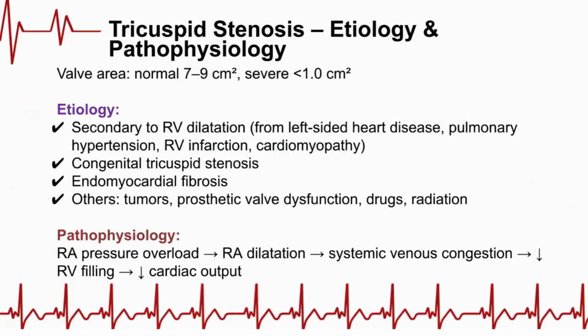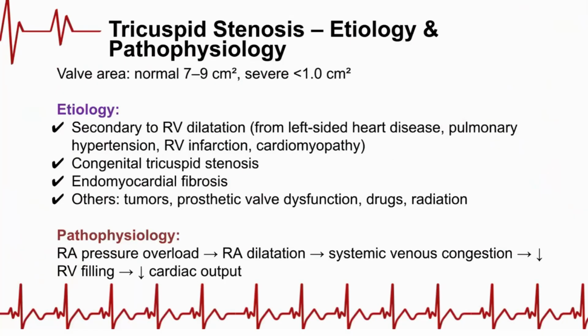How can this happen? It's usually secondary to right ventricular dilation, especially from left-sided heart disease, pulmonary hypertension, any infarctions on the right side of the heart, things like that. Tricuspid stenosis can occur as a congenital issue as well.